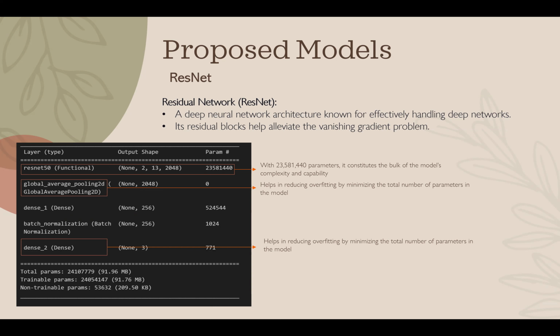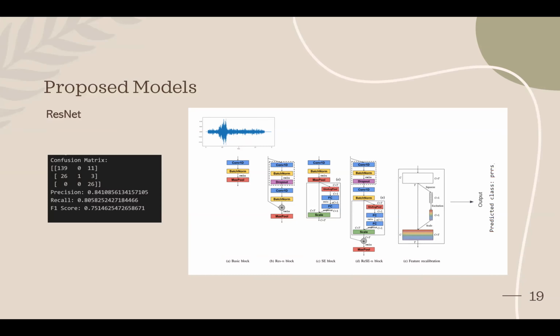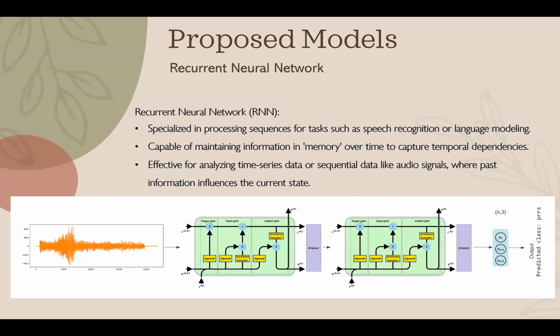In ResNet, audio input undergoes a sequential processing pipeline. Next slide, please. In this architecture, audio input undergoes a sequential processing pipeline through components such as the basic block, ResNet block, SE block, and feature recalibration. This structure enables the model to effectively capture and refine audio features at various levels, facilitating a comprehensive understanding of the input data. Ultimately, the output is generated based on the prescribed flow depicted in the diagram.